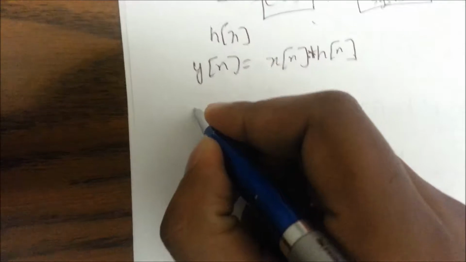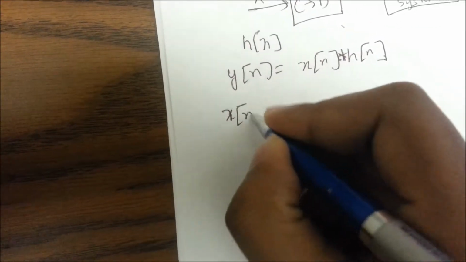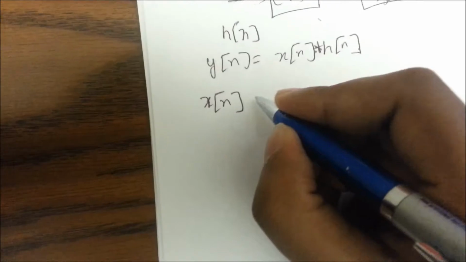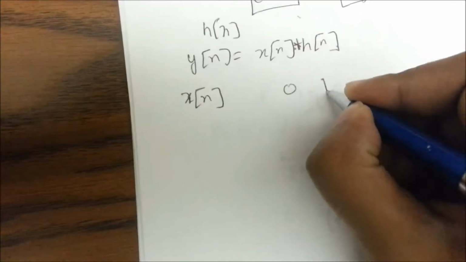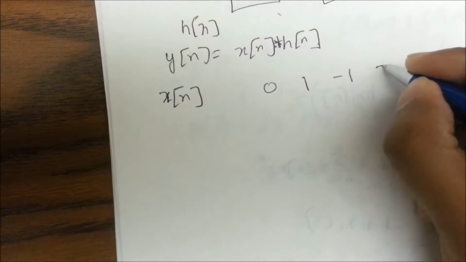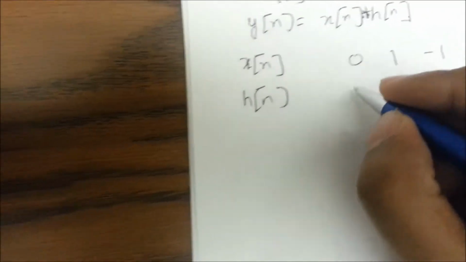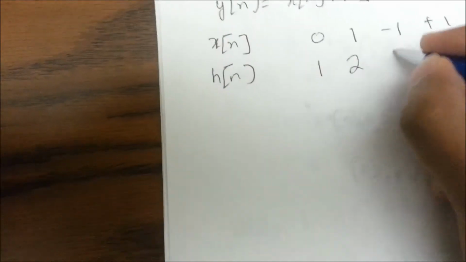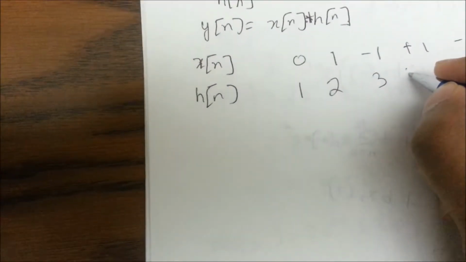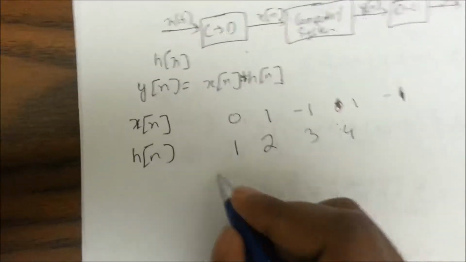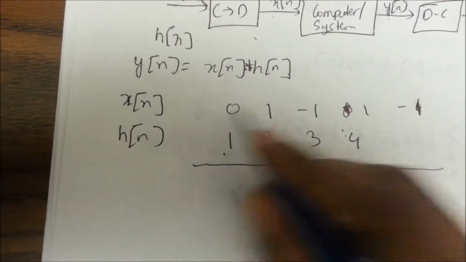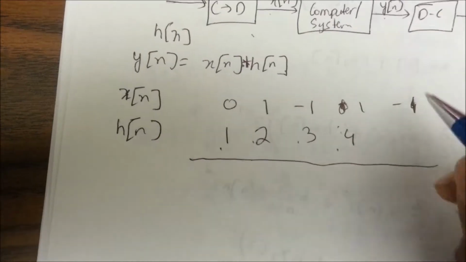So in the traditional sense, say you have a signal x, and let's say these are the coefficients for x of n: 0, 1, -1, 1, -1. And then for h of n, you have the coefficients 1, 2, 3, and 4. When you do a convolution, you have to multiply this by all of them, then multiply this by all of them, this by all of them, and then add them up.